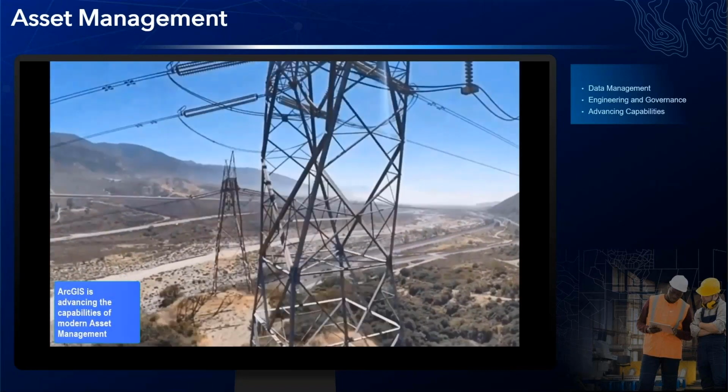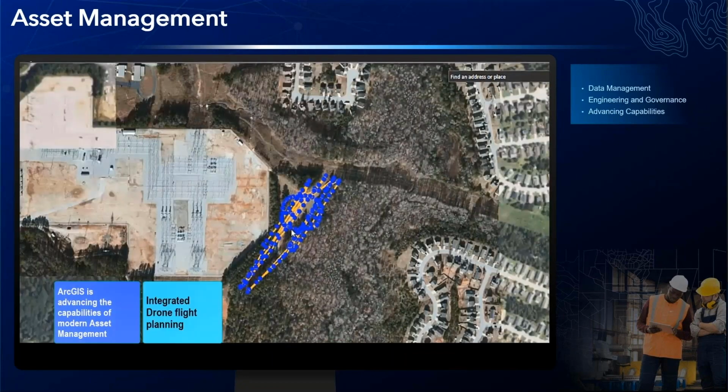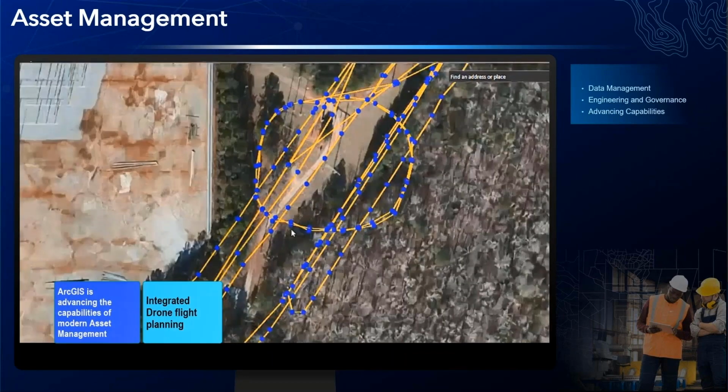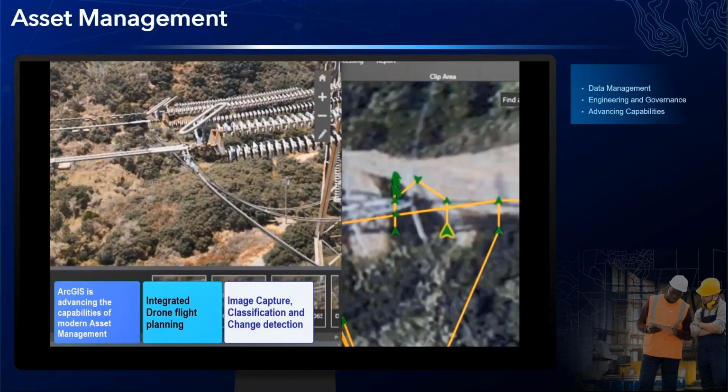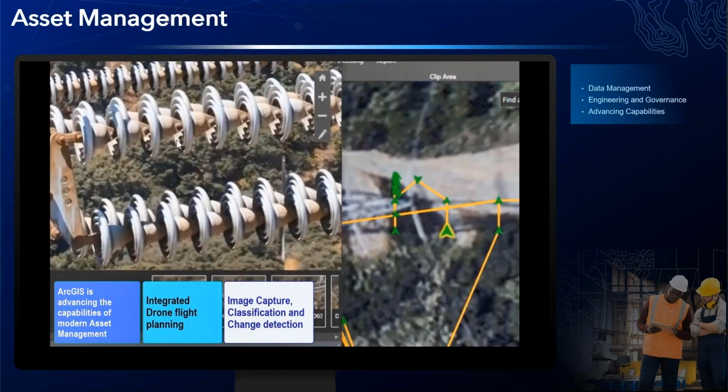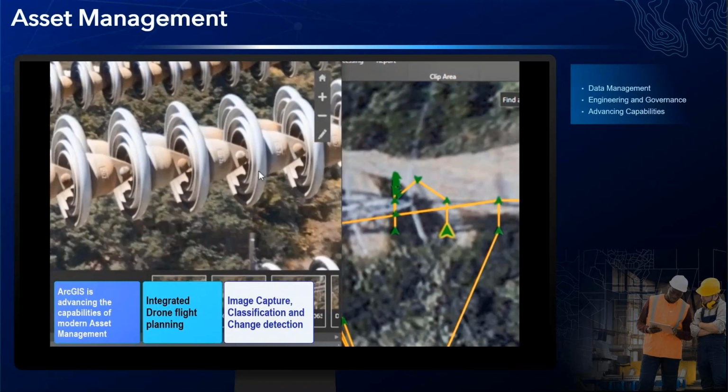Drone imagery and data capture is advancing modern asset management. An example here is a flight that's been integrated through our drone flight planning tool. You can see here that the flight plan is mapped. Every blue dot is some of the imagery that's available. You can select on this high quality imagery, zoom into the assets, see if there's any failures on it.